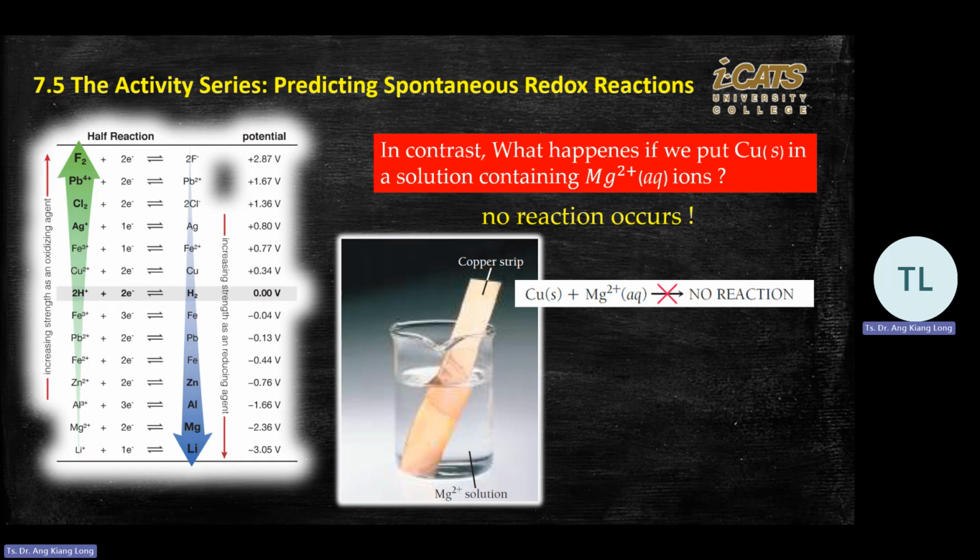As you go down this table, it means the element is more reactive, meaning it is easier to let go of electron. If you are comparing two elements, magnesium and copper, you put magnesium inside copper, you will see reaction. If you put copper inside magnesium solution, nothing will happen. Anything that is above the element will not have any reaction.